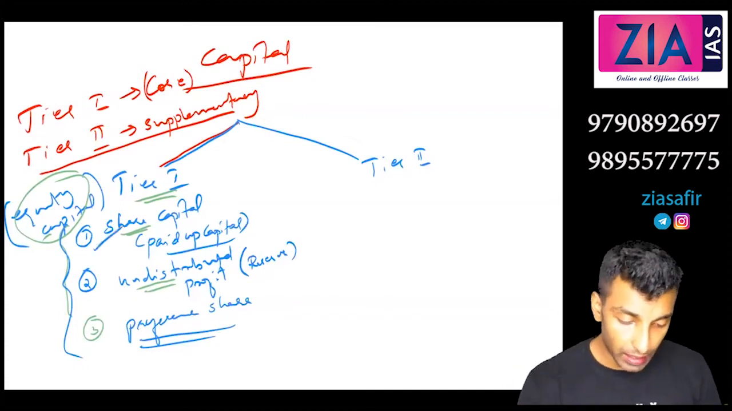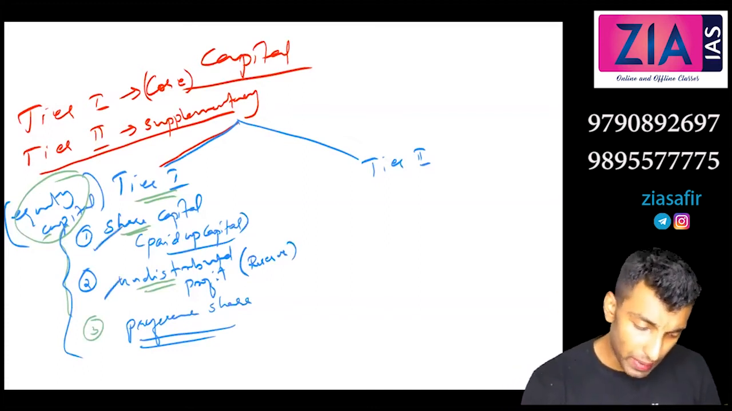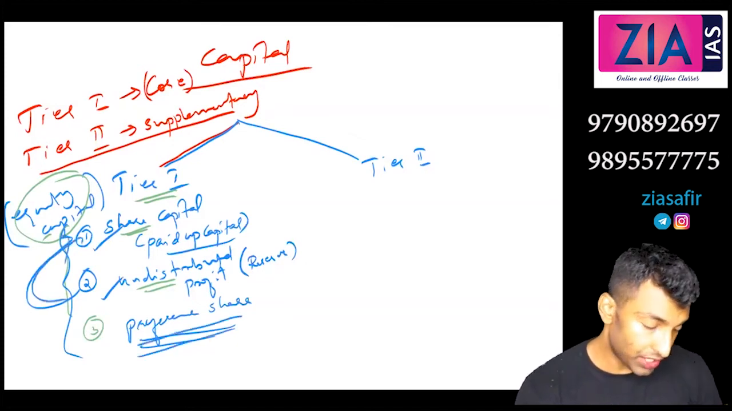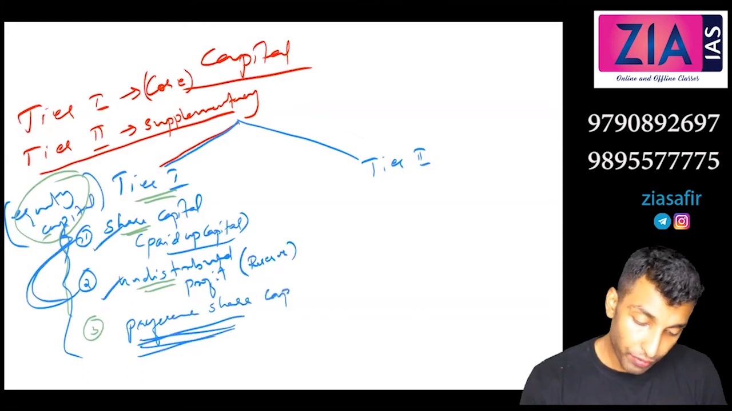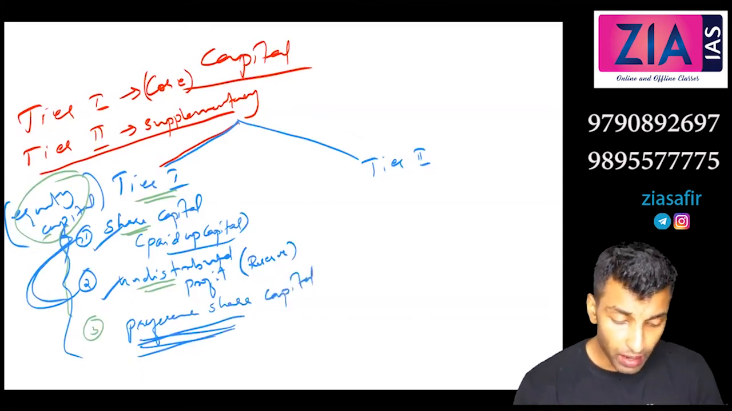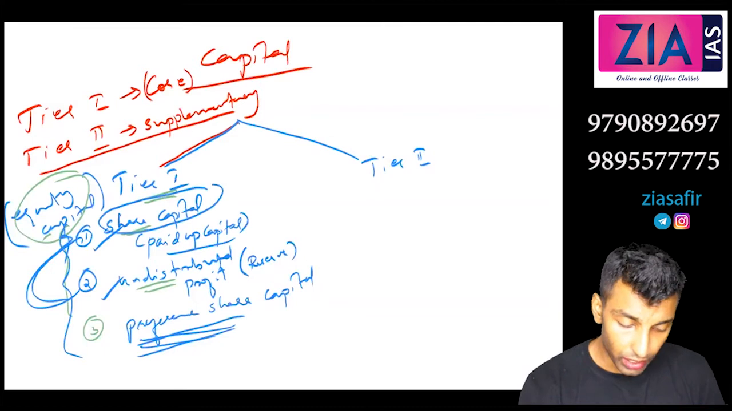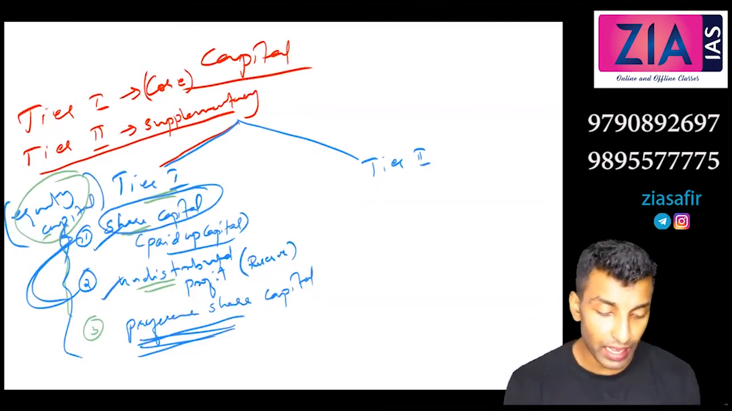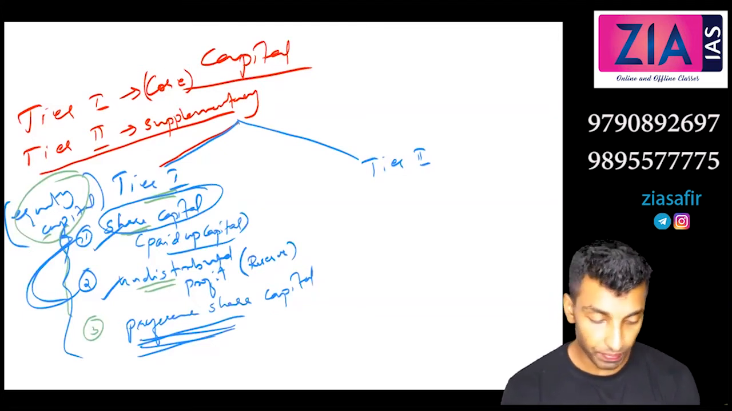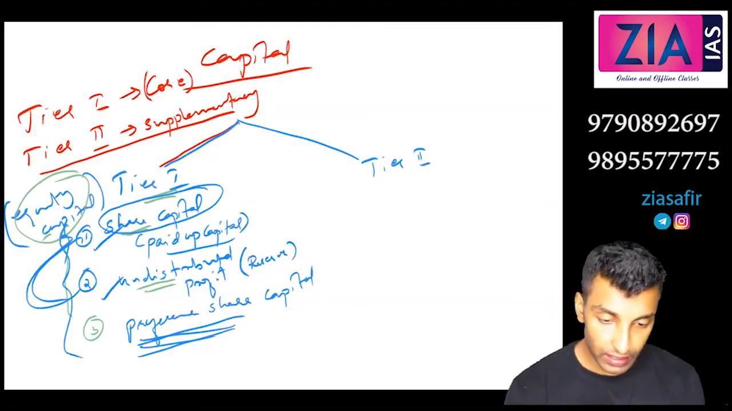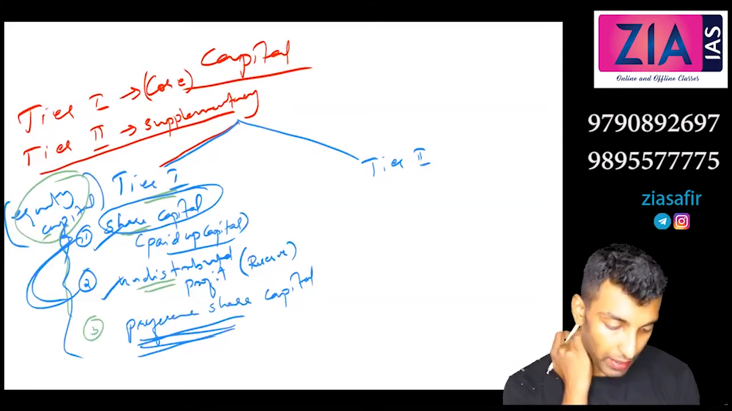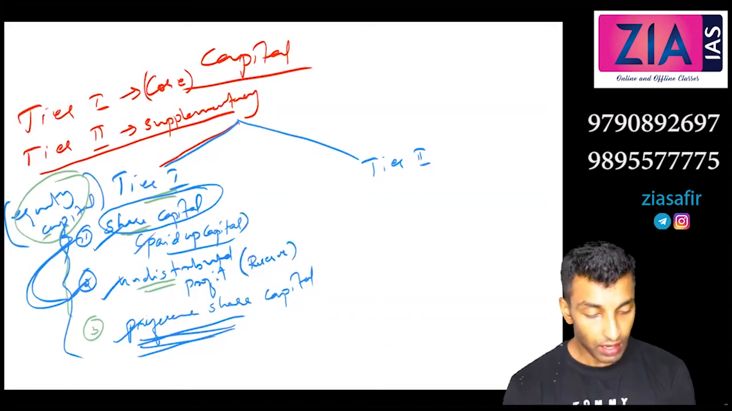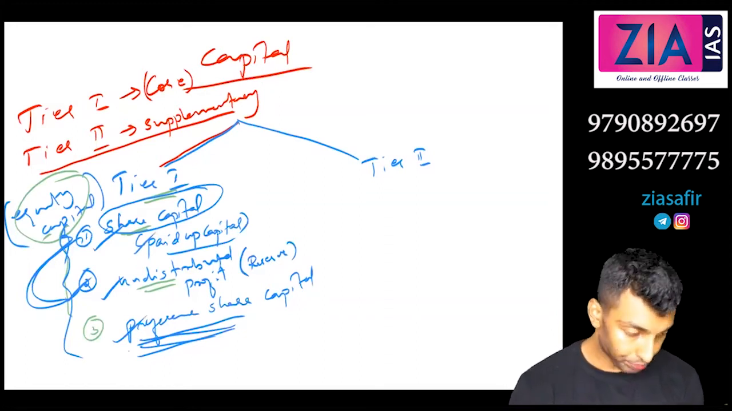So share capital, that means the owner's capital. Undistributed profit, almost the same. These two are almost the same. And then preference share capital. They have limited claim on profit compared to the actual shareholders, and when it comes to loss also, they have a very limited claim. We will discuss all these later: undistributed profit in detail, paid up capital, preference shareholders, all these concepts.